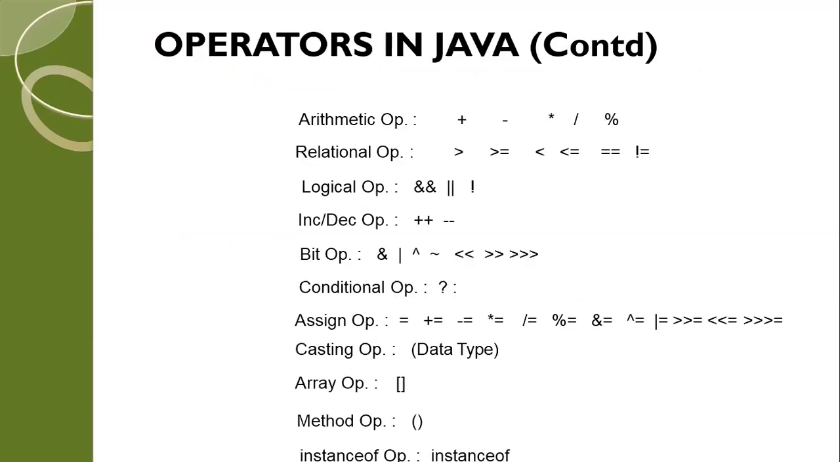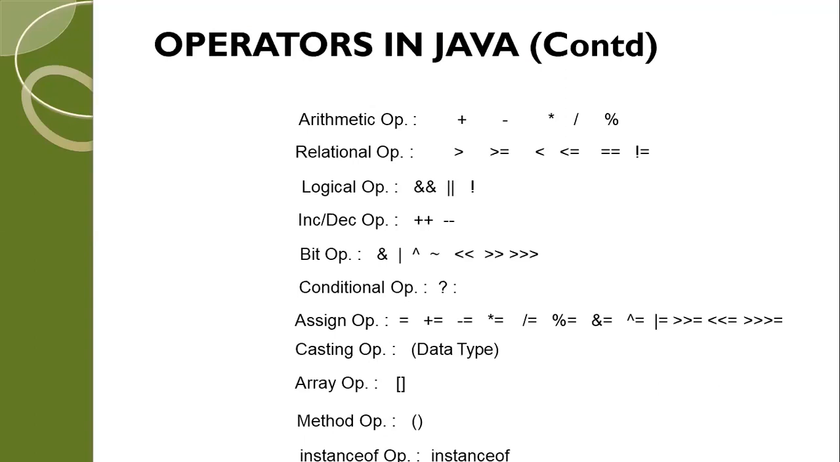We do have many categories of operators in Java. Arithmetic operators, which include addition, subtraction, multiplication, division, and the modulo. Then you have relational operators, greater than, or equal to, etc. Then we have logical and, or, and not operators. We do have the increment and decrement operators. We do have the bitwise operators. We even have the shift operators.